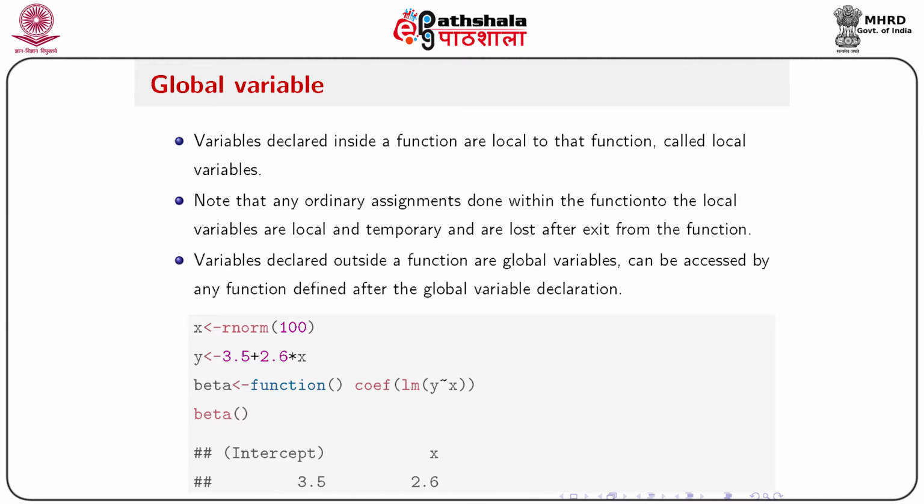The variables declared outside a function are global variables, and can be accessed by any function defined after the global variable declaration. Say x equals rnorm 100 and y equals 3.5 plus 2.6 times x, and beta is a function that generates the coefficients of that linear model. Then see, I am calling the beta function without passing anything, and it will generate the estimates 3.5 and 2.6 because x and y were defined globally. So any function defined after that can be called directly.